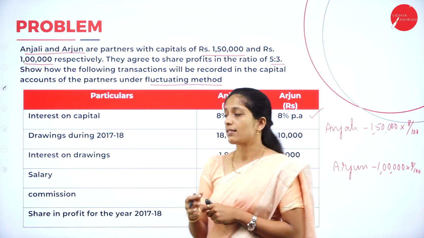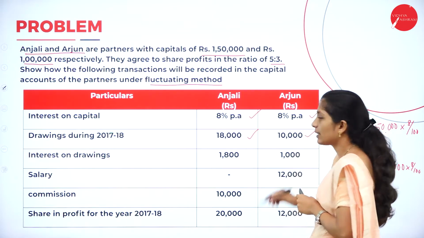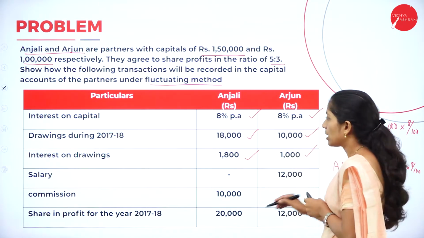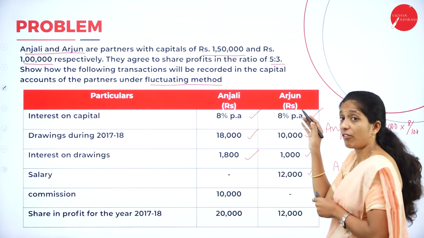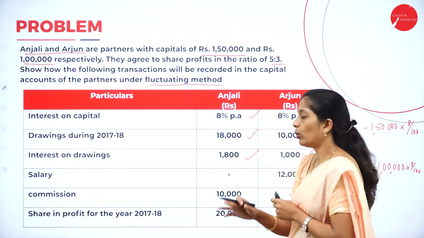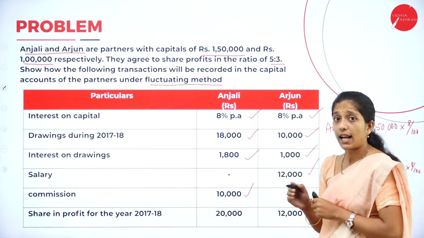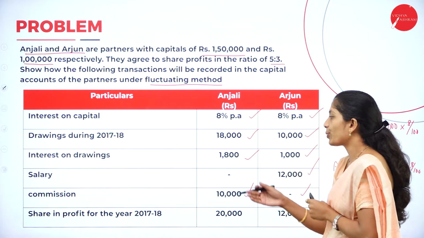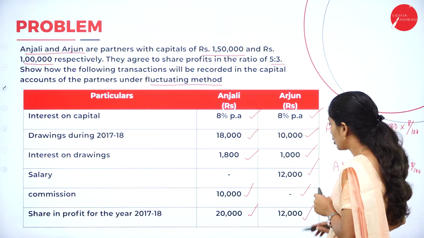Drawings during 2017-18. They have given drawings 18,000 and 10,000. Next, interest on drawing 1,800 and 1,000. Salary they have given that of Arjun only. So we have to record in the Arjun column only. That is 12,000. Commission they have given 10,000 that of Anjali only, whereas Arjun is nil. Share of profit for the year 2017-18, 20,000 and 12,000.